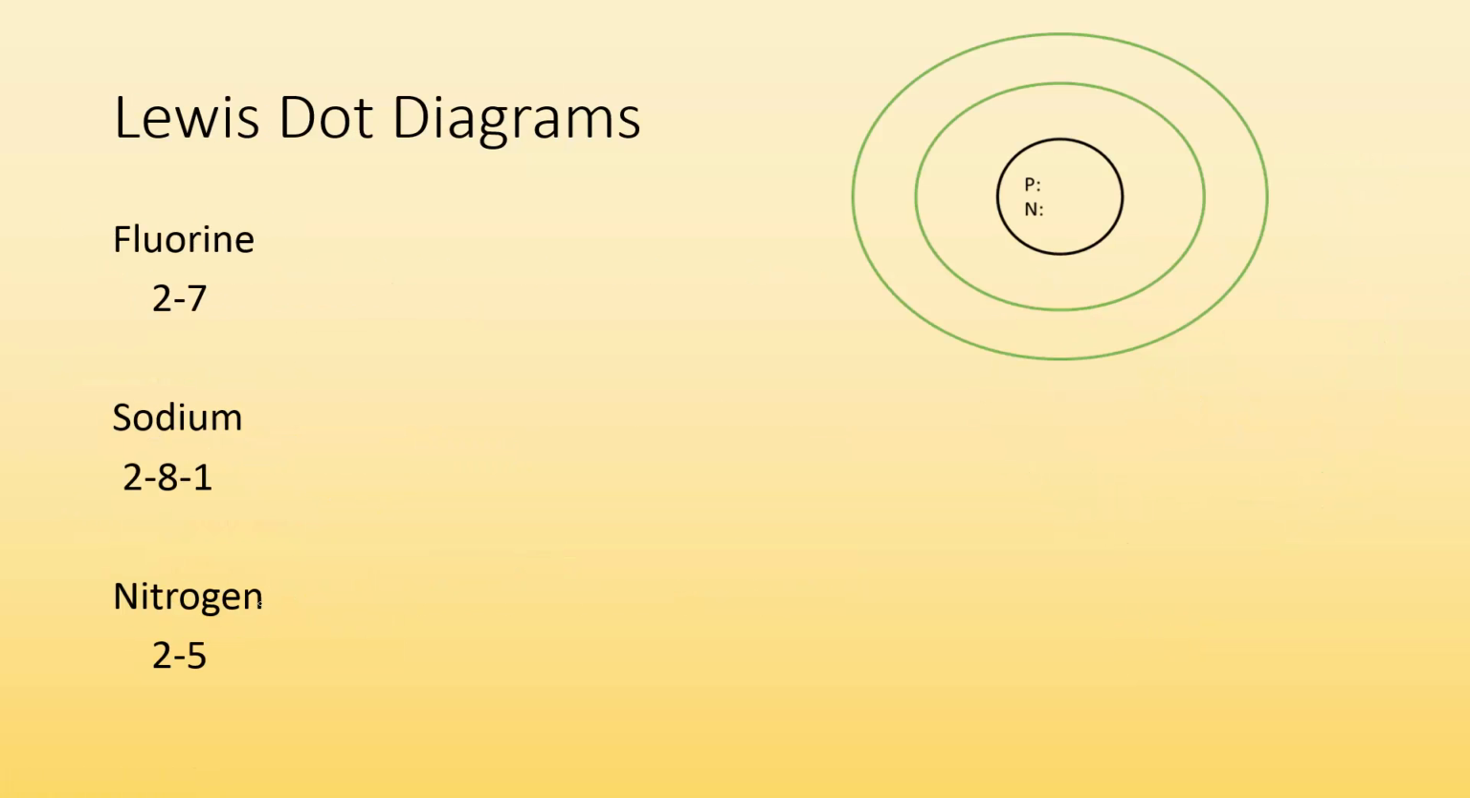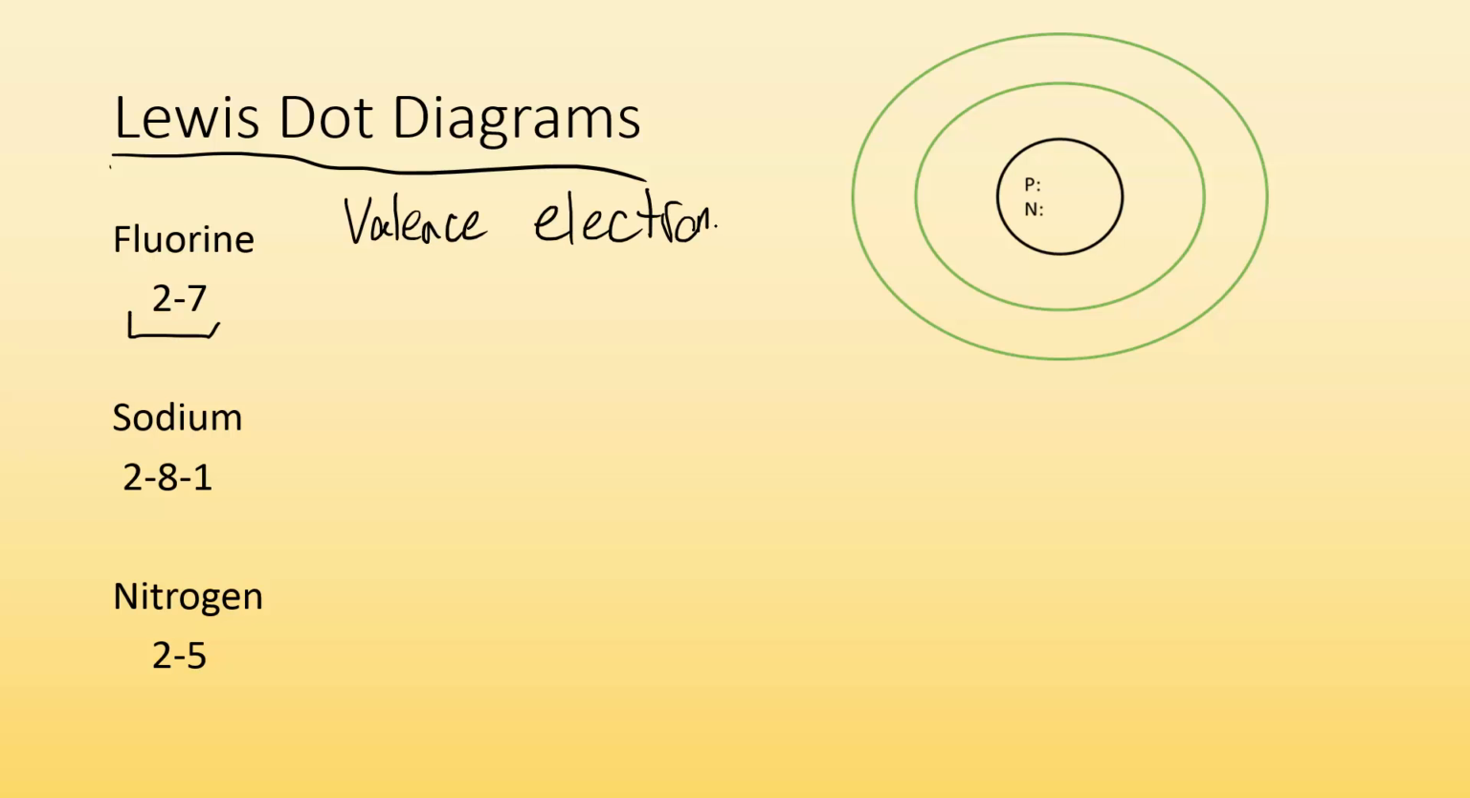Our Lewis dot diagram. So if we got fluorine, its electron configuration is 2-7. When we're doing these Lewis dot diagrams, we're only interested in the valence electrons. So what are these valence electrons? They're the last and outermost number of electrons. So you just go, all right, write the symbol for the element, and then you draw 7 dots around it because it's got 7 valence electrons.